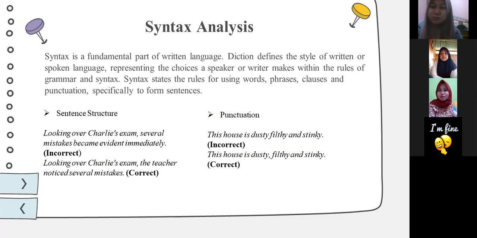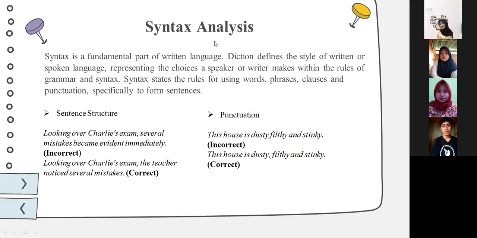Okay, about syntax analysis. Syntax is a fundamental part of writing language. Diction defines the style of written or spoken language, representing the choice a speaker or writer makes within the rules of grammar, and syntax sets the rules for using words, phrases, clauses, and punctuation specifically to form sentences. Okay, let's talk about a sentence structure example.